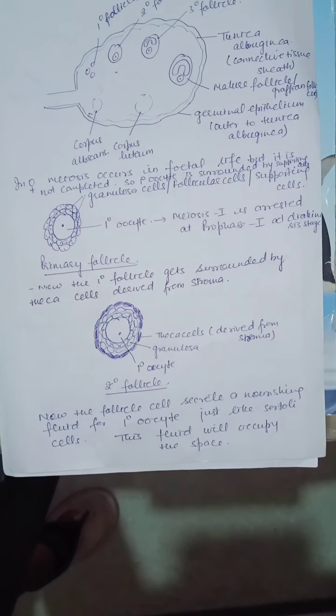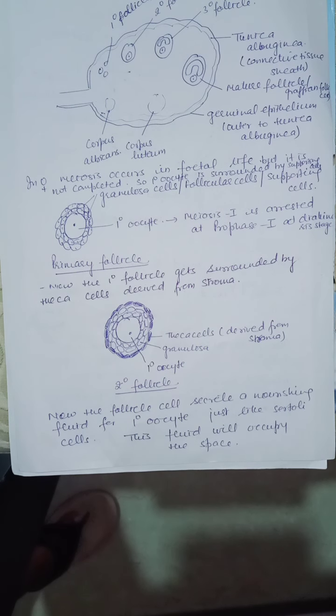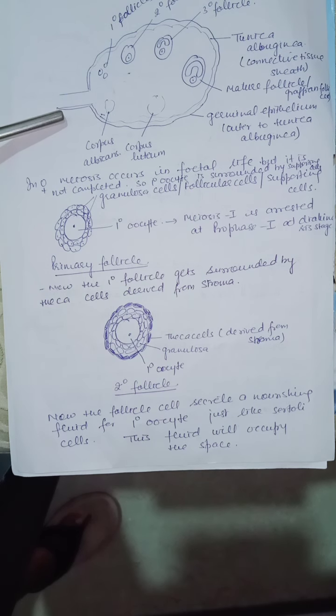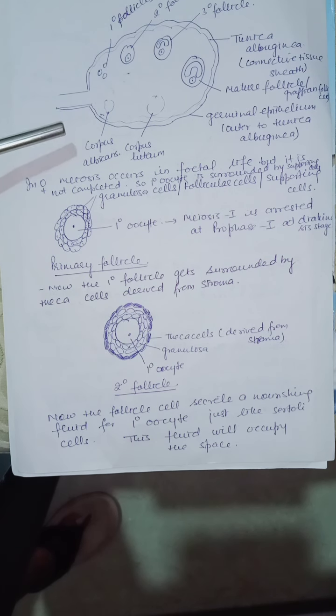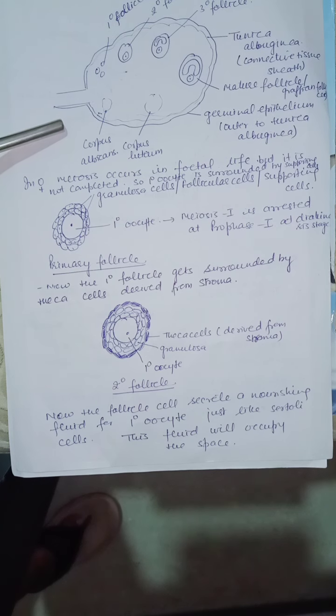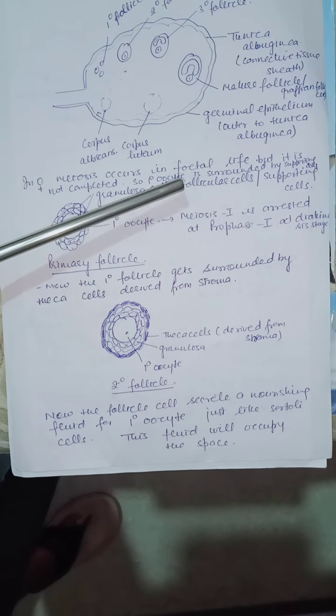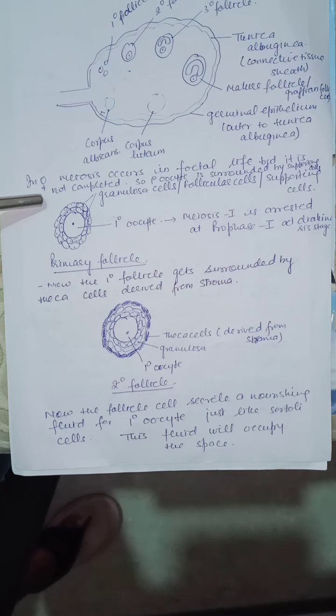Now children, I have shown here the TS of ovary. In this diagram, I have shown that the primary oocyte and secondary oocyte exist in the form of follicles. So what are follicles? First we'll learn that. In female, meiosis occurs in fetal life, but it is not completed. So primary oocyte remains as such till puberty. So it has to be protected.